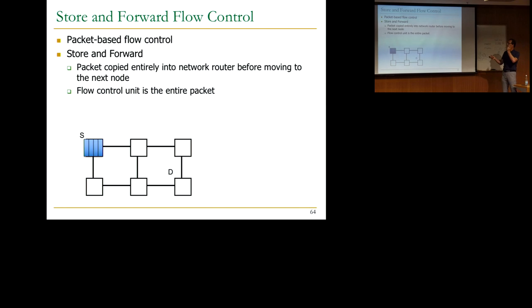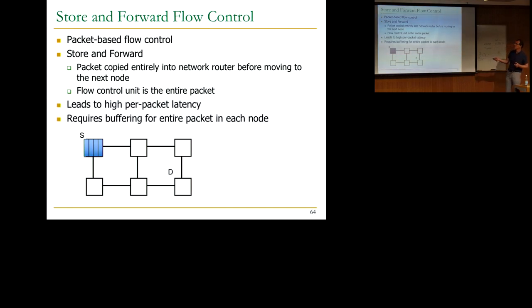OK, so there are different flow control methods. One is packet-based flow control, basically. You have store and forward. That's one sort of network. You copy the packet entirely into the network router before moving to the next node. Flow control unit is the entire packet. This is usually not a good idea. This leads to high per-packet latency. It requires buffering for the entire packet in each node. So this is actually usually not employed, so I'm not going to talk about it.